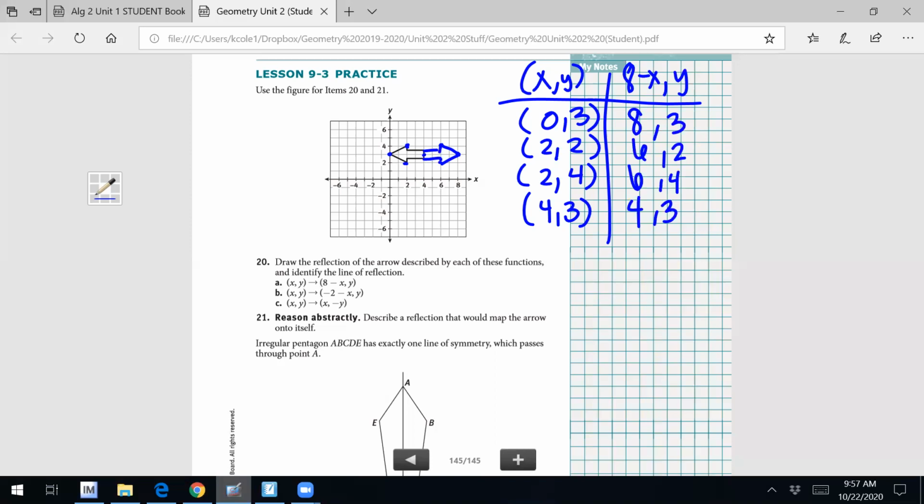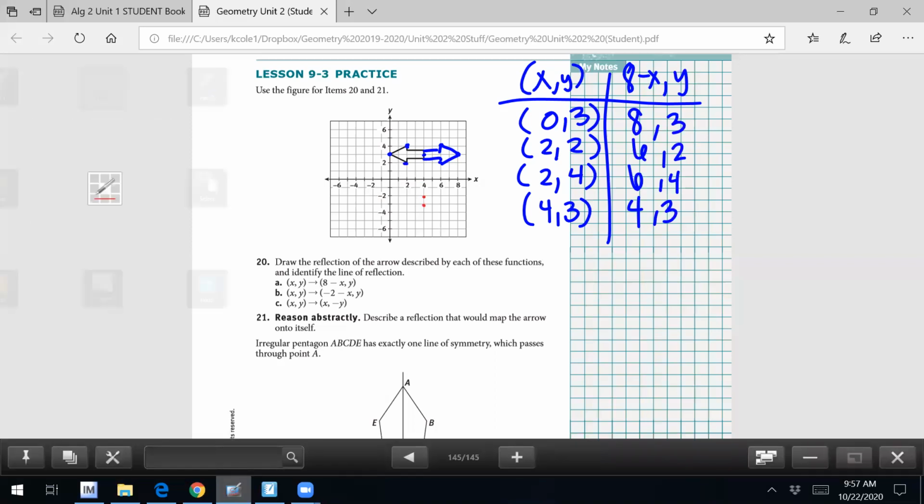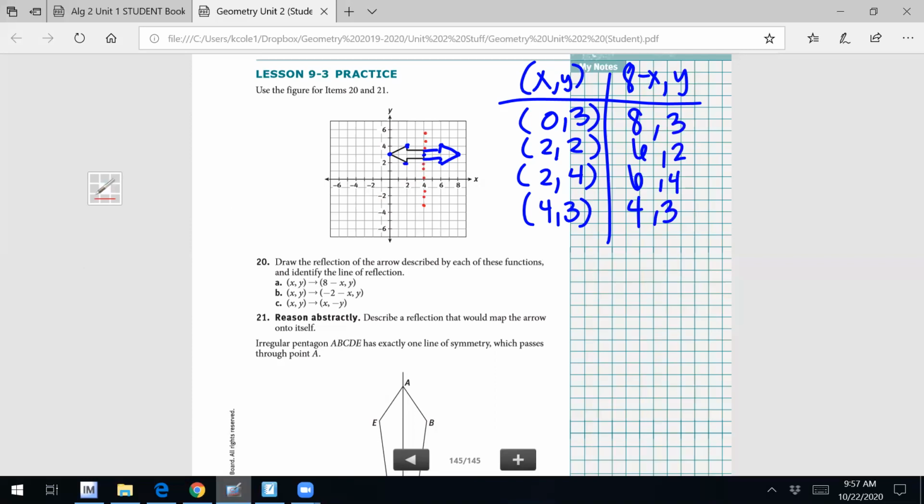So hopefully yours looks prettier than that. It wanted us to draw the arrow to describe each of the functions and identify the line of reflection. So where is this line of reflection? At 4. And if it's a vertical line, what do we call that? Good, x equals 4. So the line of reflection is at x equals 4. Everybody okay with that?